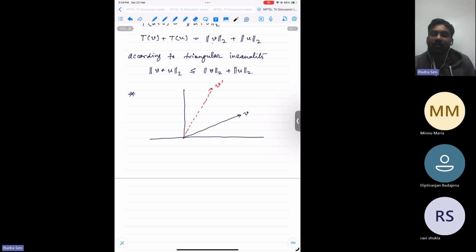So this transformation is a linear transformation because there is no non-linearity in it. I'm saying, let's move this vector by some angle theta. So that means this transformation is a linear transformation. So let me show you something.